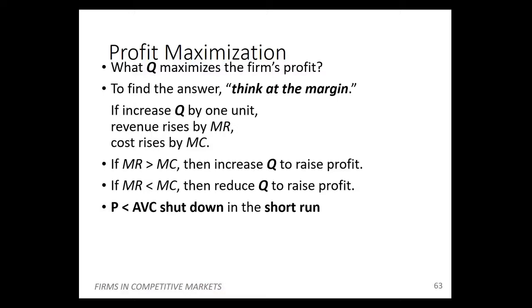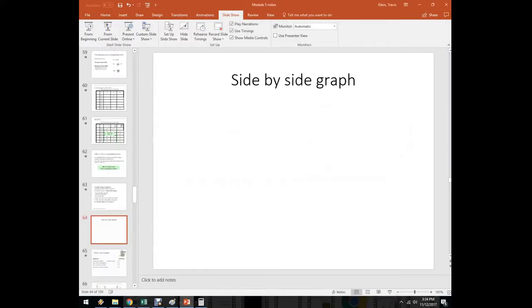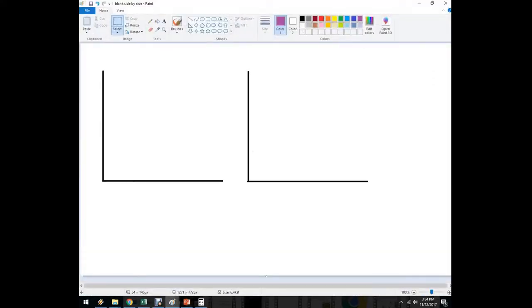There's going to be another rule here. If the price is below the average variable cost, we're going to shut down. We should have already seen a clip about that. Okay. So in the perfect competition model, we're going to draw something called a side-by-side graph. So let me open up Paint here. I have two graphs here, and this is kind of the rule that we follow.